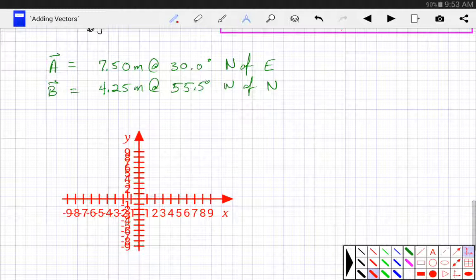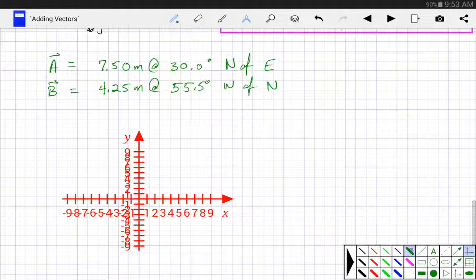Probably too many numbers there, don't you say? Well, for my purposes, that'll do. Let's choose green. And so I have 7.50 meters at 30 degrees. So 7.50 meters at 30 degrees is going to go something like this. Oops. That's a big mistake, one that can't be overlooked. Something like that. So there's my vector A.